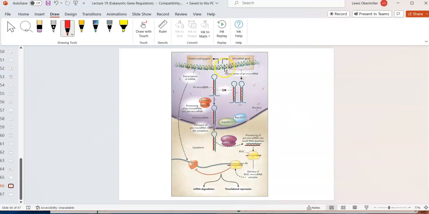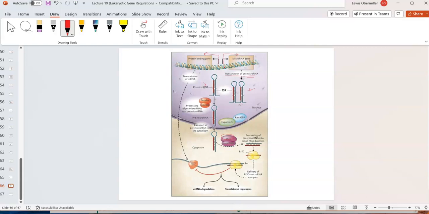And this is just showing you this. So let's say here's our protein coding gene. It's going to be transcribed in this direction. This is our microRNA gene. It's going to be transcribed in this direction. It produces these microRNAs, which is shown here. So maybe there's two stem loops, or maybe there's one. It doesn't really matter. And that's going to activate dicer.